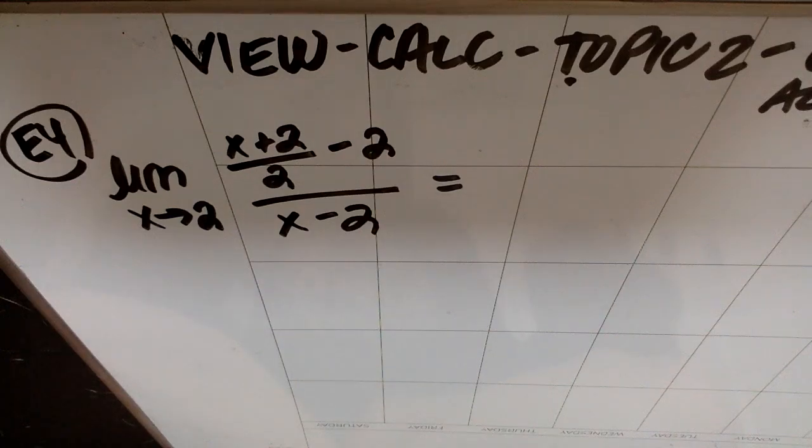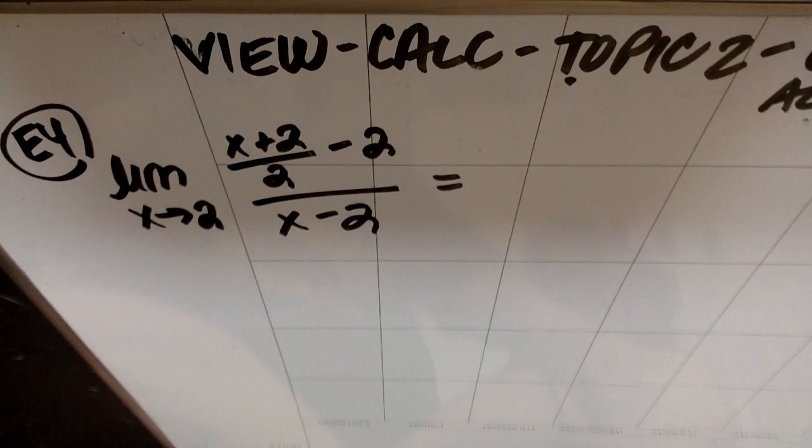This is the VU Calculus class. We're doing topic 2, which is limits algebraically, and this is video 2 in the series. So now we're going to do examples 4, 5, and 6 before you do some practice problems.